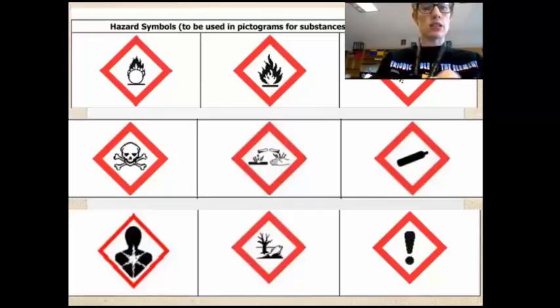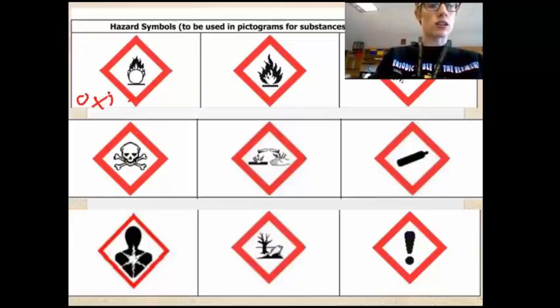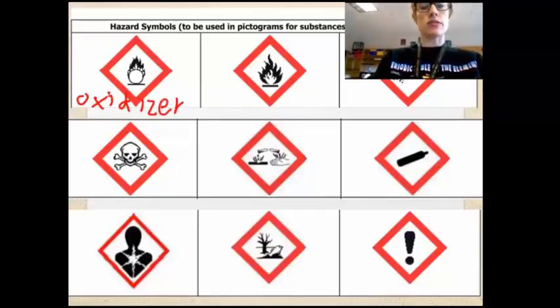So the very first one is not a zero. It's a circle with flames on top. And that picture is for oxidizers. An oxidizer is anything that reacts with oxygen. So that's oxidizers, okay? The next box is a big flame, and this is for chemicals that are flammable.